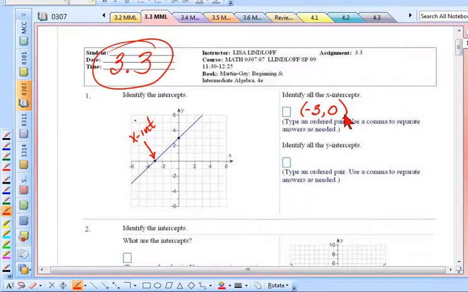Okay. Back here, now I'm supposed to identify all y-intercepts. This is the y-intercept. What's the ordered pair that names that? 0, 3. You don't go right or left to get to it. You simply go up 3. So it is 0, 3. And that's all there is to question number 1.